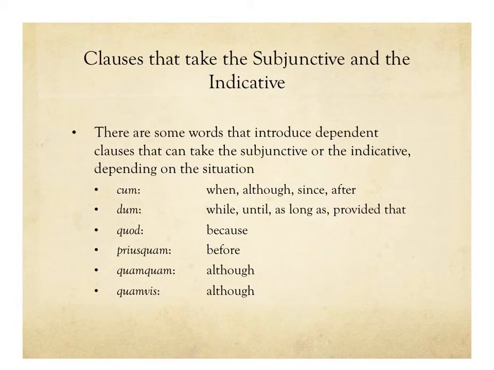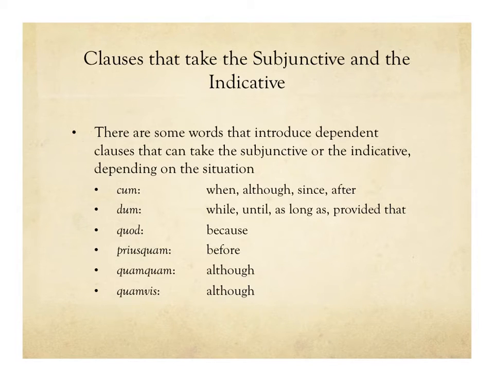There are some words in Latin that introduce dependent clauses that can take both the subjunctive and the indicative. This is different from some of those other clauses that we've learned, purpose clauses or result clauses, indirect questions that always take the subjunctive, or other kinds of words that you've learned that always seem to take the indicative. But here we're going to learn some that can, in some circumstances, take one, and in other circumstances, take another. And that, I think, is the confusing thing.